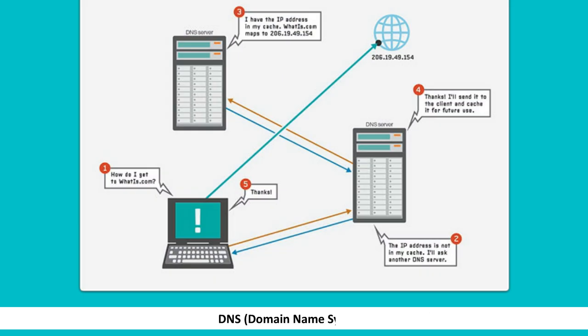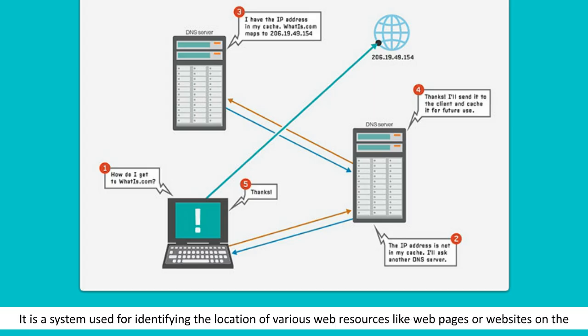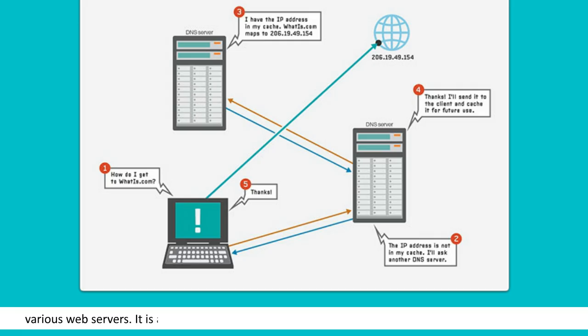DNS, Domain Name System. It is a system used for identifying the location of various web resources, like web pages or websites on the various web servers. It is a combination of 2 or more parts, that is, domain name and domain extension. For example, in the web address of grambooks.com, grambooks is the domain name and .com is the extension which is predefined and is used to identify the type of domain.